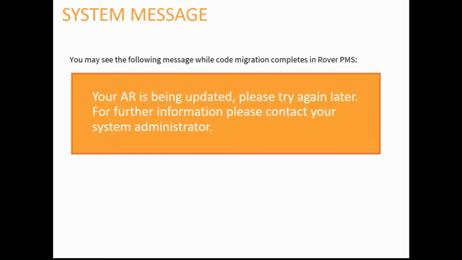So if you are a finance person and you go in first thing tomorrow morning, 8 a.m., whatever time zone you are in, and you go into AR accounts, you may see this message while we're doing this, that your AR is being updated. Please try again later. Of course, your system administrator may not actually have knowledge of it, but if you do see this, it is that we are still in the process of updating your hotel's AR transactions, so please be patient. We are going to go through them pretty quick. It takes about 5 to 10 minutes for each property to do the process, so we've got a bunch to go through.